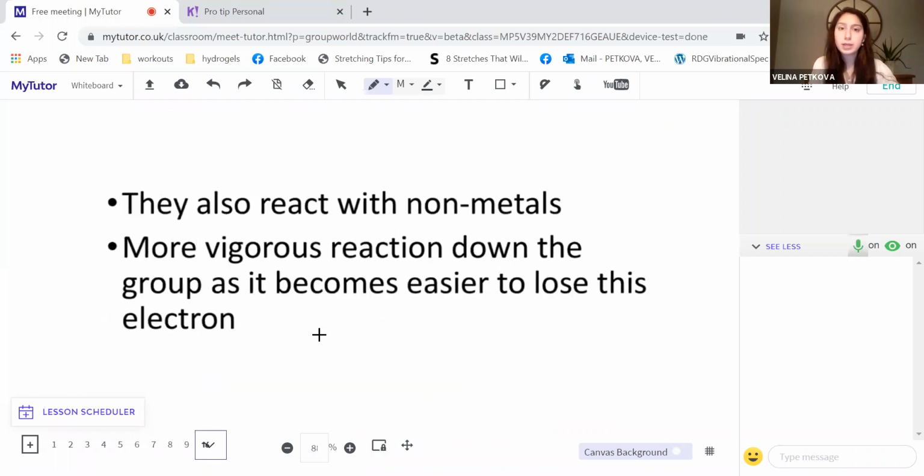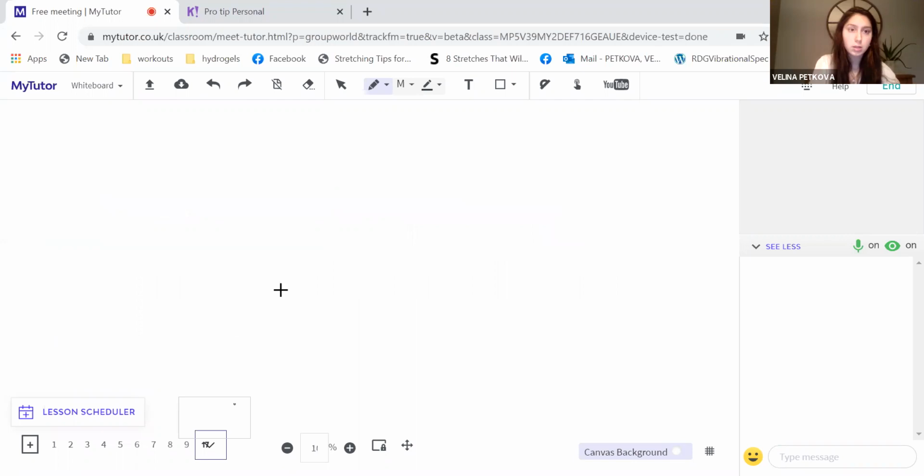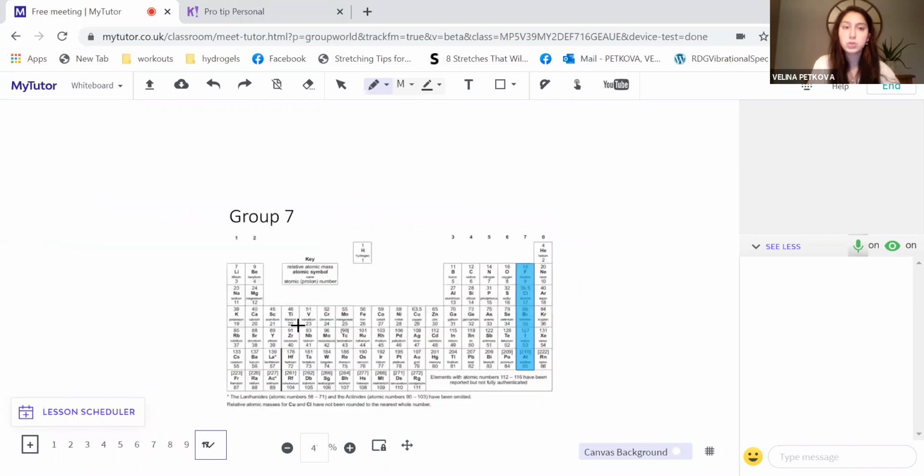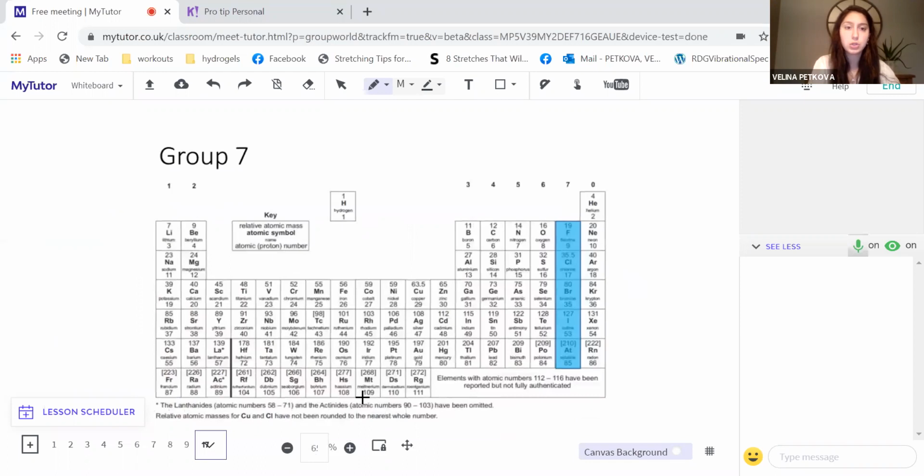They also react with non-metals, and this is more vigorous down the group as it becomes easier to lose the outer electron. The key thing to remember is that down the group electrons are lost more easily, so the reactions are more vigorous and faster. Now let's look at group 7, and then we're going to talk about the reactivity trends in the two groups, group 1 and group 7.